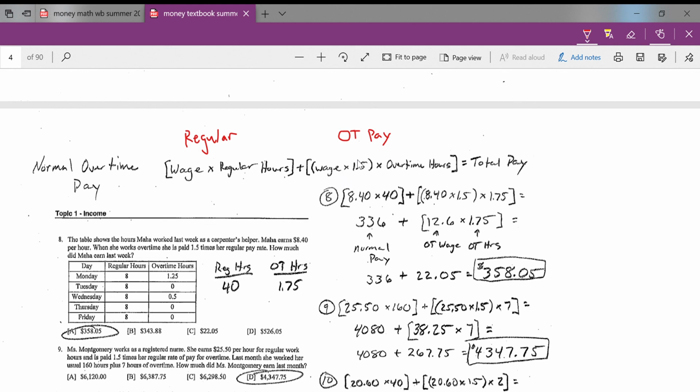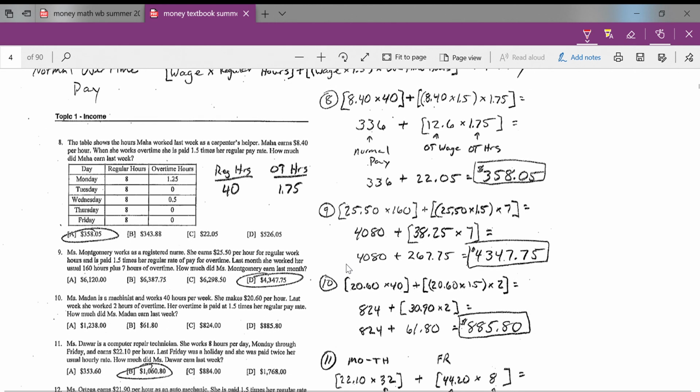Okay, so if we're figuring out overtime pay, we take the normal wage times 1.5, and then we times that by however many overtime hours a person worked. Then we add those two together. We add the regular pay plus the overtime pay equals the total pay. So the best way of learning this is just by doing a couple problems like this.